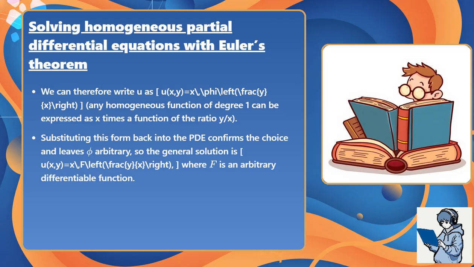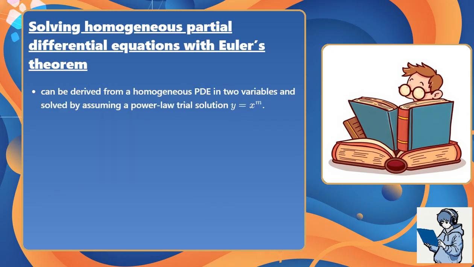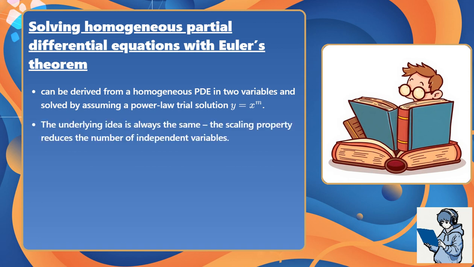Another case, the Euler-Cauchy ordinary differential equation: x squared y double prime plus a x y prime plus b y equals 0 can be derived from a homogeneous PDE in two variables and solved by assuming a power law trial solution y equals x to the m. The underlying idea is always the same. The scaling property reduces the number of independent variables.